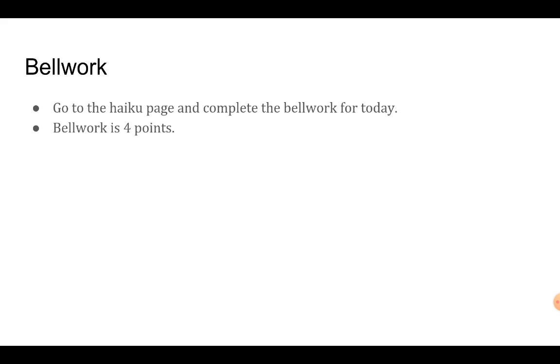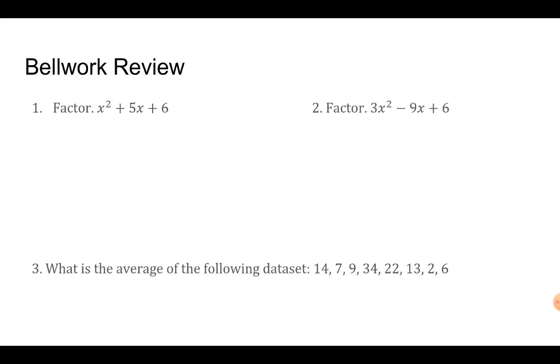So let's get started with our lesson. First, I want to start with bell work. So what you need to do is, if you have not already, pause the video in just a moment, and go to the Haiku page and complete the bell work. Click the bell work link, fill out the bell work, and then return. Remember, bell work is 4 points, so it's important that you get started, okay? So go ahead and pause, go to Haiku, and start your bell work. Okay, welcome back. So now that you've completed the bell work, let's go over the bell work questions for today.